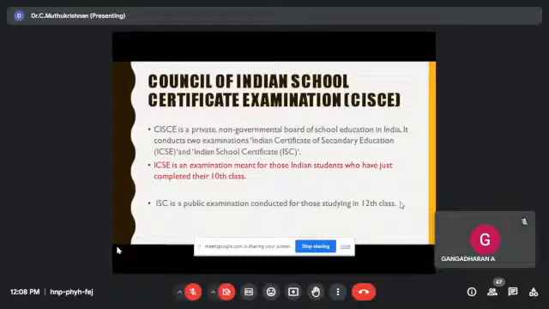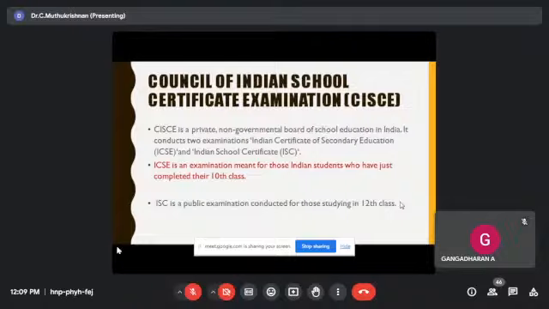And after CBSE, we have to think about CISCE, the Council for the Indian School Certificate Examinations. CISCE is a private and non-governmental board of school education in India. It conducts two examinations: the Indian Certificate of Secondary Education (ICSE) and the Indian School Certificate (ISC).